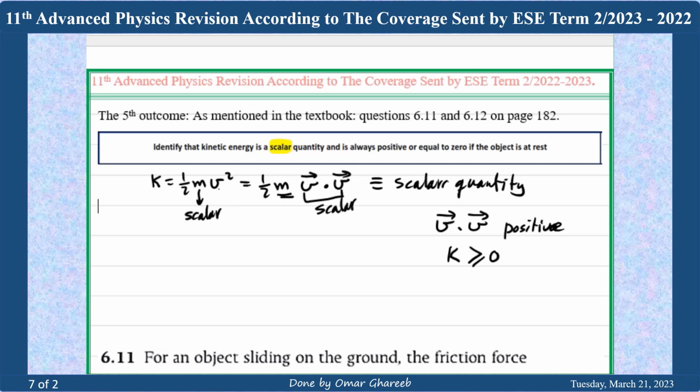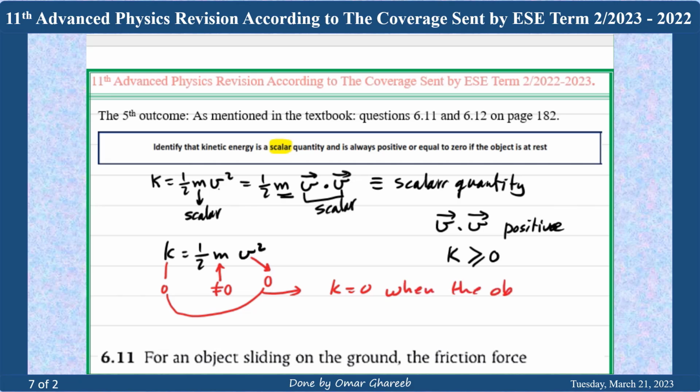When is the kinetic energy 0? The kinetic energy is 1/2 mv squared. There is no way for the mass to be 0, so the mass is not equal to 0. So to make the kinetic energy 0, the speed should be 0. So the object is at rest. So K equals 0 when the object is at rest.